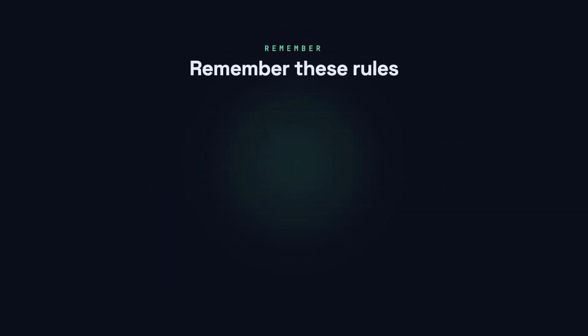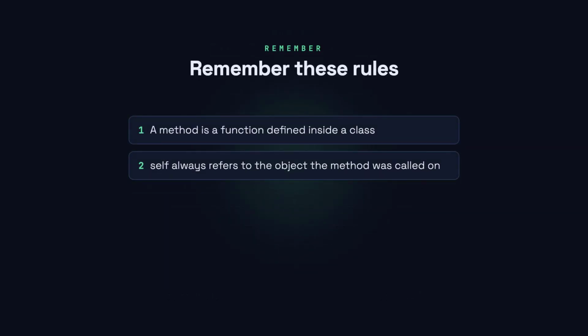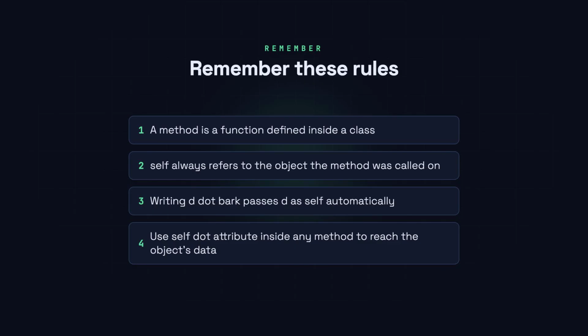To sum up, methods live in classes, self is the object itself, and Python passes it for you the moment you use dot notation. Use self inside your methods whenever you need the object's own data.